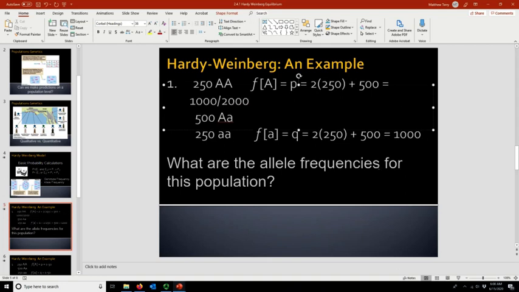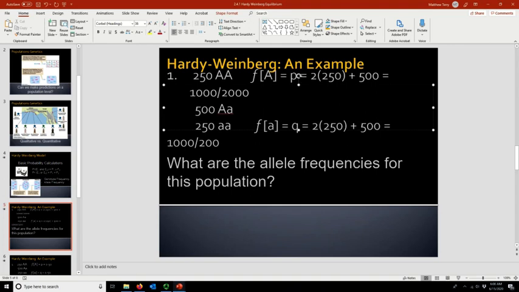So we divide by 2,000, and I get a fairly simple frequency for this. Let's make this consistent here. So my frequency of my big A allele, which is again p, is equal to 0.5. And this one, q, is equal to 0.5.